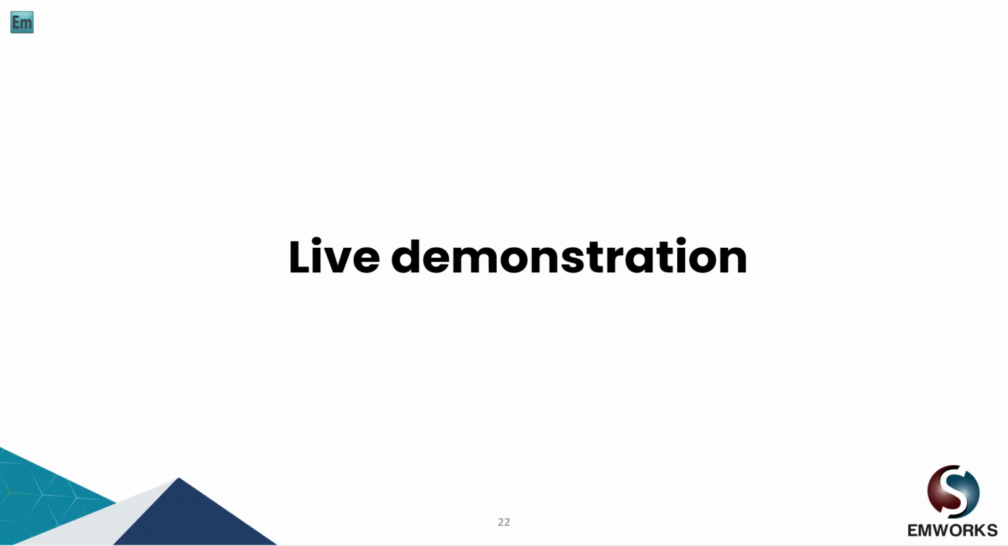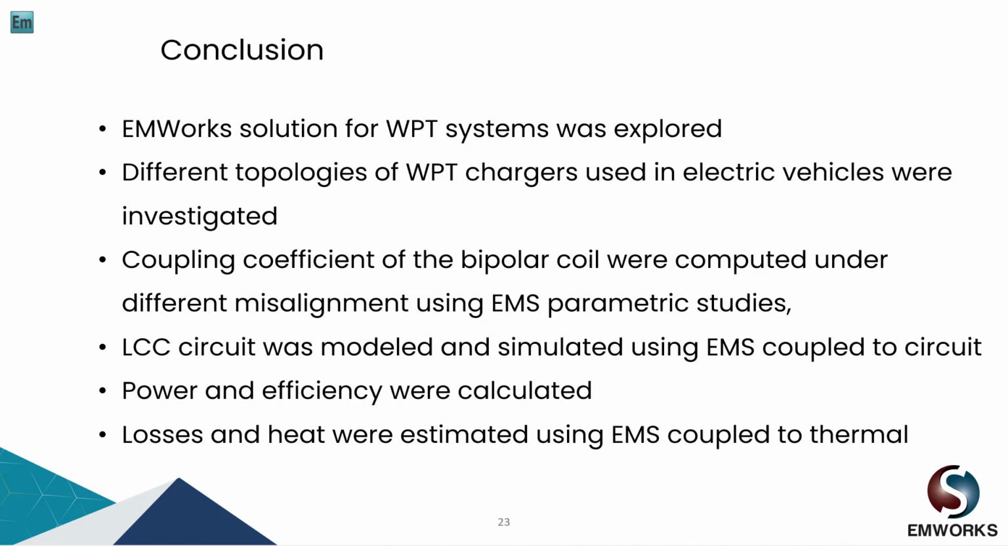Let's move to the conclusion. So EMWorks solution for wireless power transfer systems was explored. So we have seen the EMWorks solution, which is basically EMS for 3D electromagnetic analysis with a few multiphysics options, plus EMWorks 2D, which is dedicated for two-dimensional electromagnetic simulation. So it's dedicated for planar and axisymmetric problems. So you can use both of them in case you have a model that has a two-dimensional symmetry.